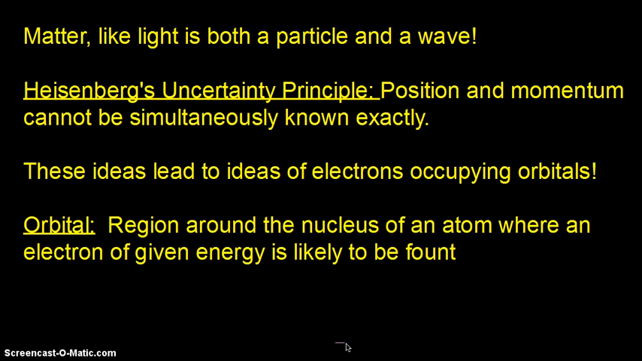We also need to learn about Heisenberg's uncertainty principle, which tells us that we can't know exactly where and how fast an electron is moving at the same time. And that's why we get this Schrodinger model of we only know where the electrons probably are, not exactly where they are. These ideas lead to electrons not occupying orbits like planets going around the sun, but rather that they are in orbitals, which are just regions where they are likely to be found.